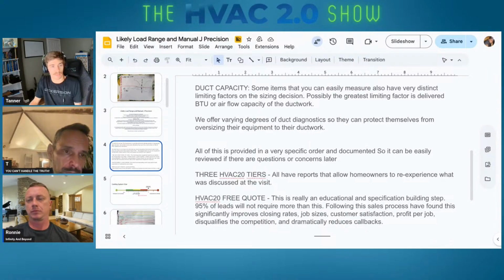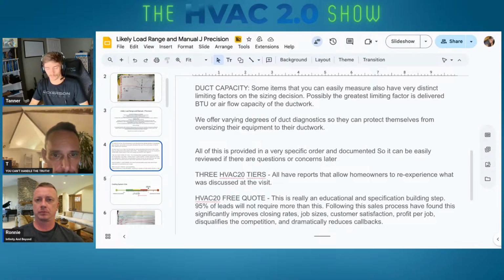Right, and if somebody comes after you and does a quick measure, they're going to make you look like a hack because you've just sold a 3-ton system on 2-ton ductwork. So yeah, you're really leaving your rear end exposed if you sell equipment that's too big for the ductwork.